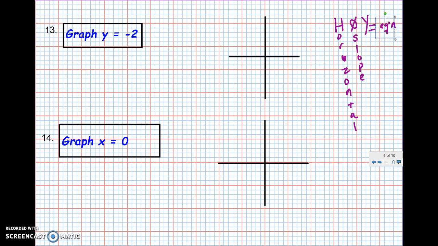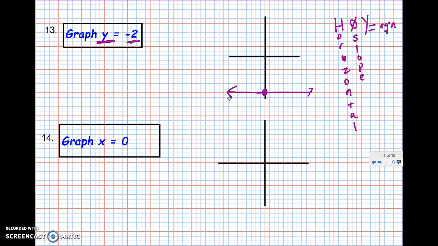And to graph this is super simple because I just go on the y-axis to the -2. So here's my y-axis. My -2 would be here if I'm looking at the red lines. And I know it's a horizontal line, so I'm just going to make a horizontal line going through it.